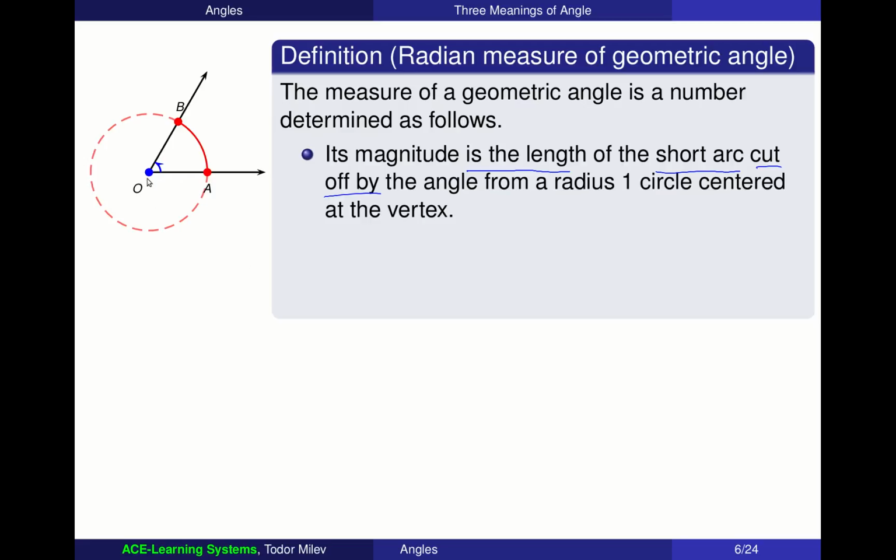You take a circle with radius 1 unit. That's my red circle. You center it on the vertex of the angle. And of course, the angle chops that circle into two pieces, a short arc and a long arc. The magnitude of the geometric measure of an angle is the length of the short arc, not the big one, but the length of the short arc.